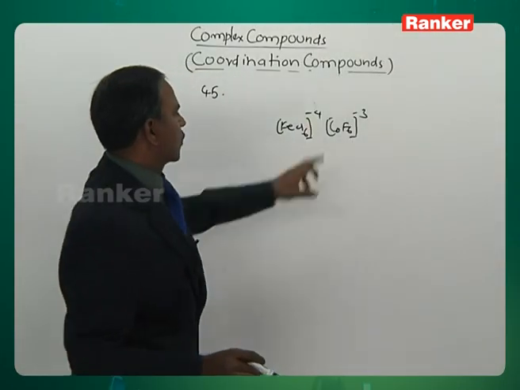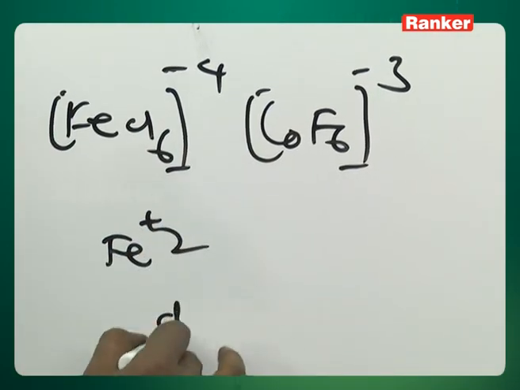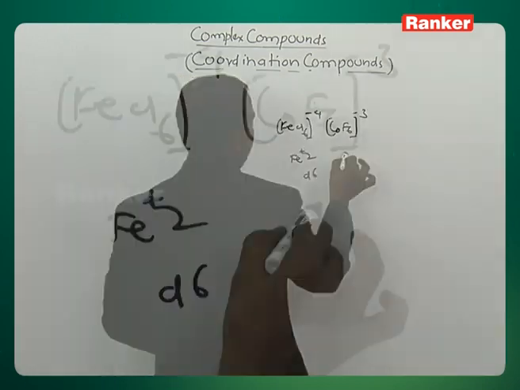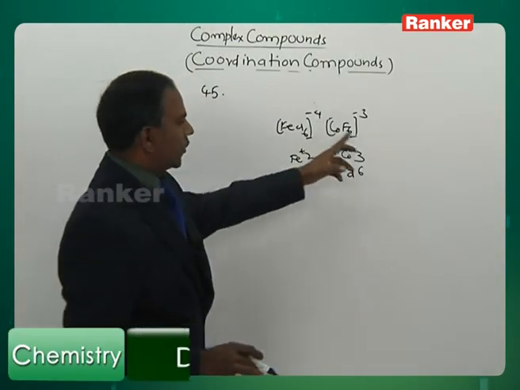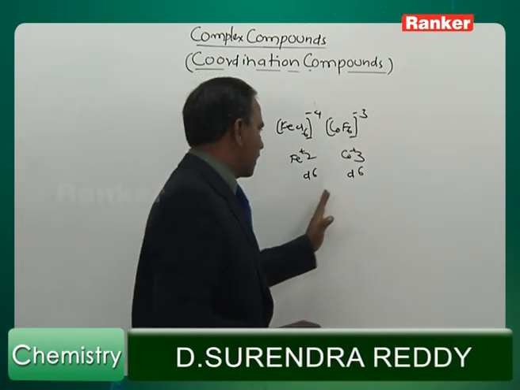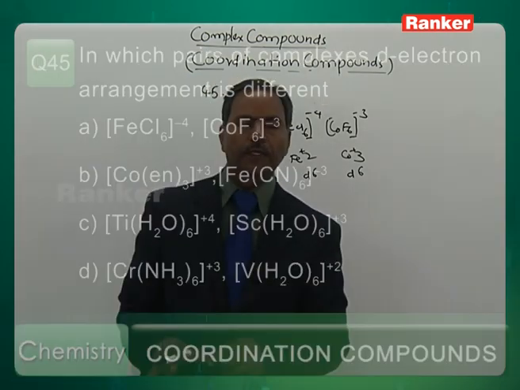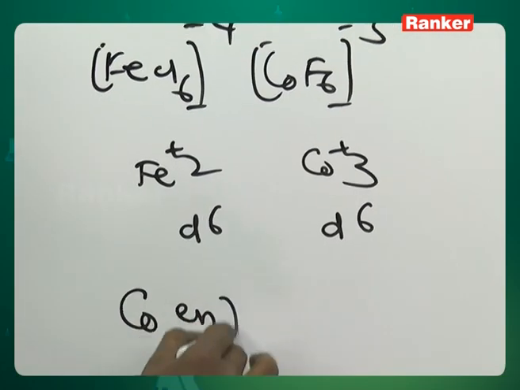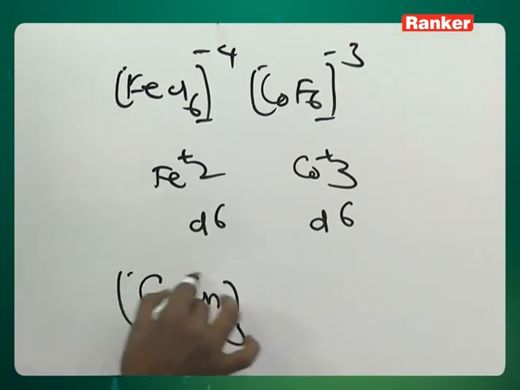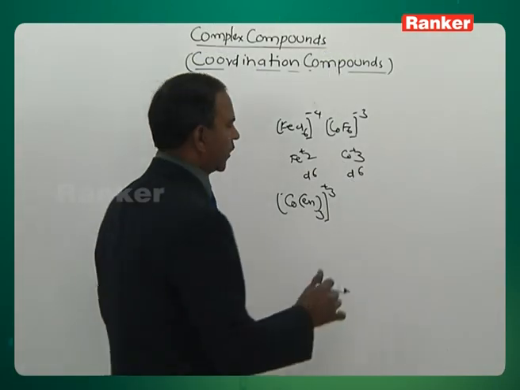See, the 4− charge means iron is +2. Iron +2 means d6. And here again cobalt +3, still it is d6. Both of these are weak field and both have the same number of electrons, so the arrangement will be the same. No difference. Coming to option B, [Co(en)3]3+ and [Co(CN)6]3−.